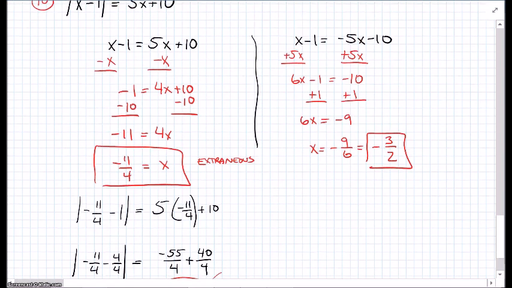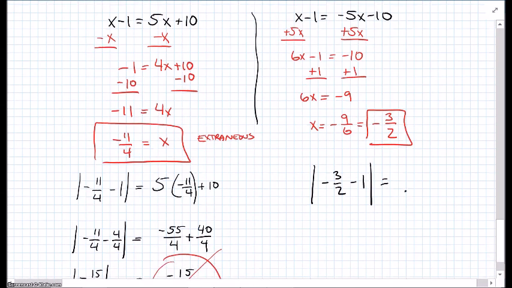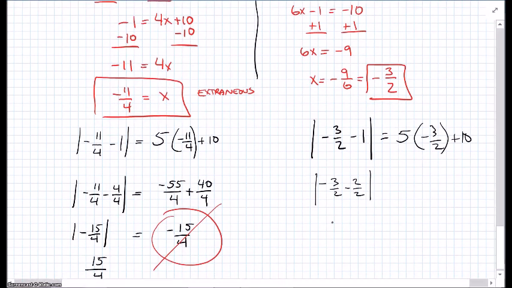Okay, now let's look at the equation on the right. Let's plug it back in. The absolute value of x, which is 3 over 2 minus 1, equals 5 times negative 3 over 2 plus 10. So the left side is going to be negative 3 over 2 minus 2 over 2. So that is going to be the absolute value of negative 5 over 2, which would just be 5 over 2. Alright, let's go check the right side of the equation.